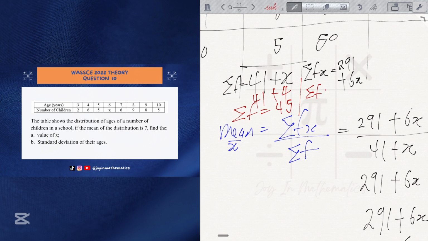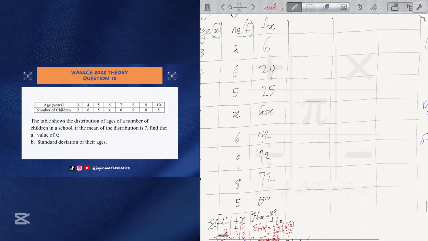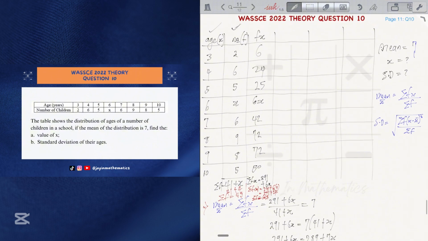We will have our summation f of x to be equal to 291 plus 6 into 4. That's 291 plus 24, and this would result in 315. So we have summation f of x now to be 315, and we have found the value of x to be equal to 4, which is question A. Now let's proceed further to question B. Question B says we should find the standard deviation of the ages.